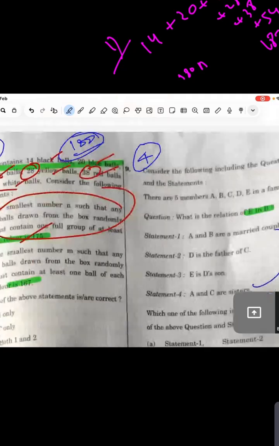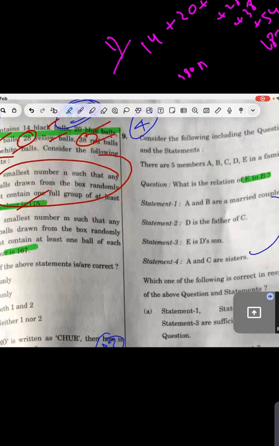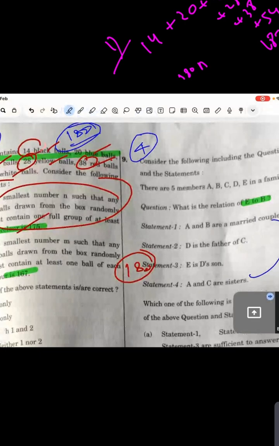Very good question. Second, the smallest number m such that any m balls drawn from the box randomly must contain at least one ball of each type. So suppose the total we have is 180 balls, right? So you remove the smallest group, that is black. So 14, yeah, so 166 is left, right? Now you add plus one, you will get 167.